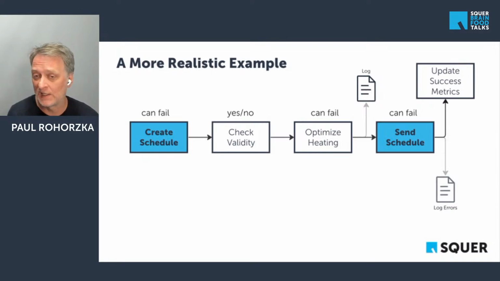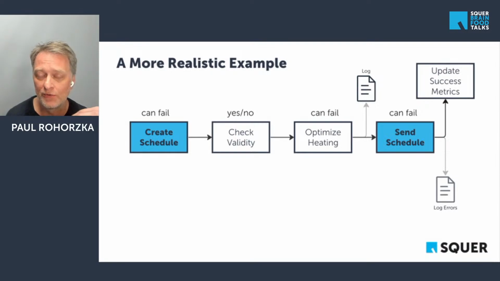Then we want to optimize for heating, and maybe the initial schedule was so completely destroyed that it's not even possible to optimize for heating. So this can fail as well. Then we have to log, and then we have to communicate to our devices, and of course this can fail as well. And afterwards the logging and the updating.